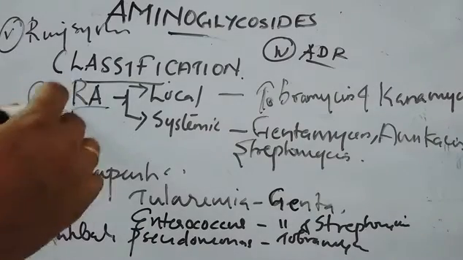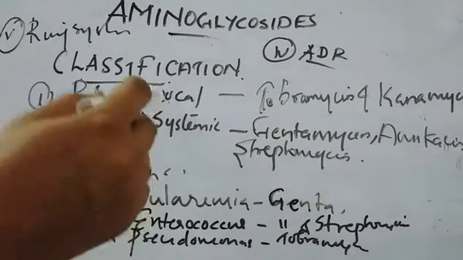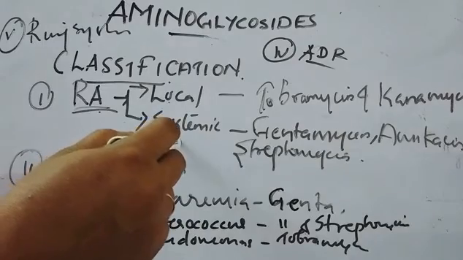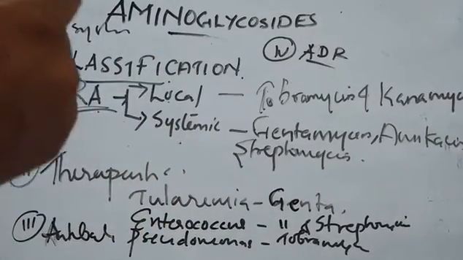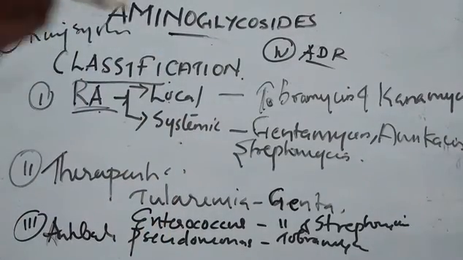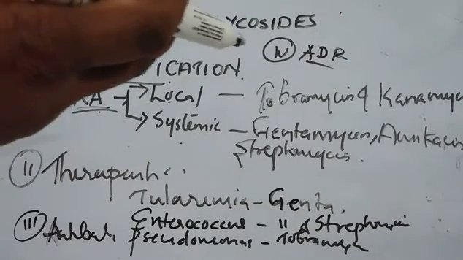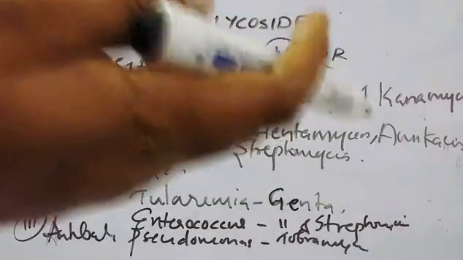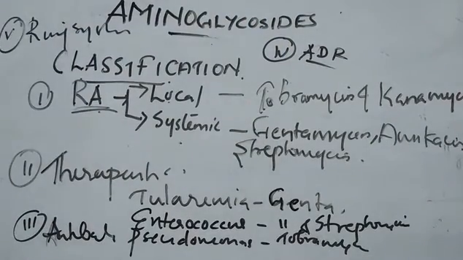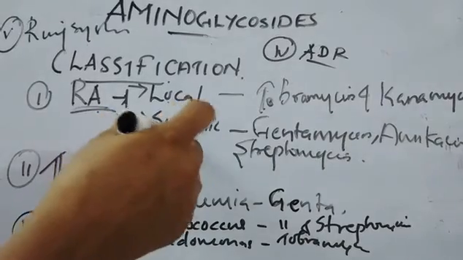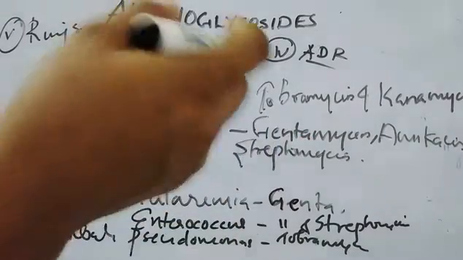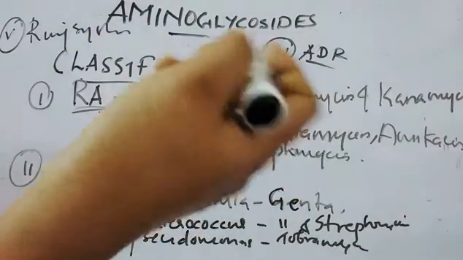The first category is the route of administration. We have local as well as systemic types of drugs. Local, for example, is tobramycin, which is usually given in the form of eye drops, as well as kanamycin. Kanamycin injection is also available by the parenteral route, and it can also be given locally. And systemic, the main drugs are gentamicin, amikacin, streptomycin, etc.